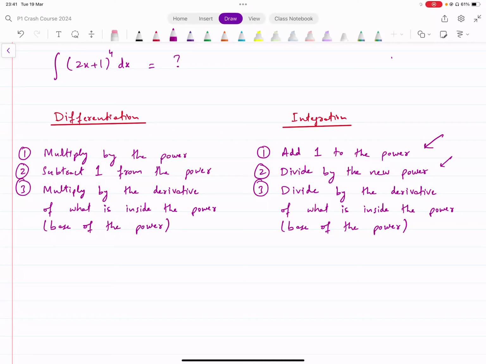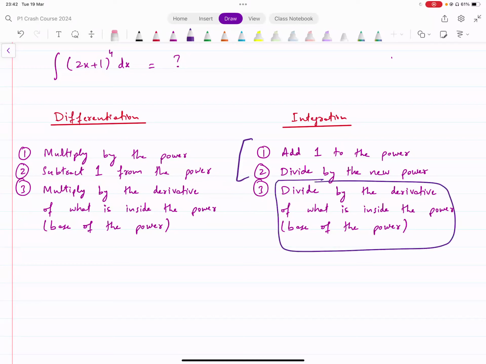Now you might be thinking, why are we not doing this in the opposite order, as in this was the 3rd step here? Why not have this as the 1st step when we are reversing this? You can have that. This does not make any difference in this case. The 3rd step is just dividing by the derivative of what is inside the power. It's not dependent on the other 2 steps. It doesn't have anything to do with the other 2 steps. So it doesn't matter if you do this first or at the end.